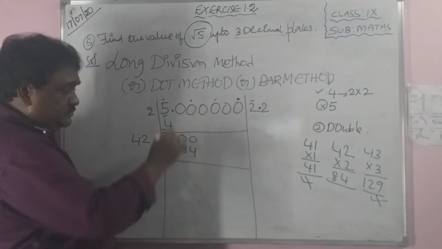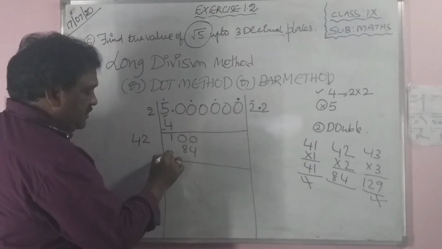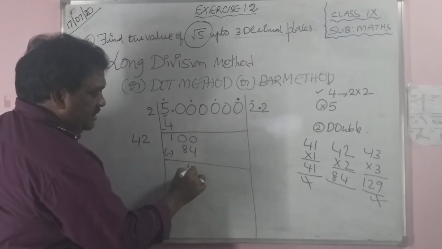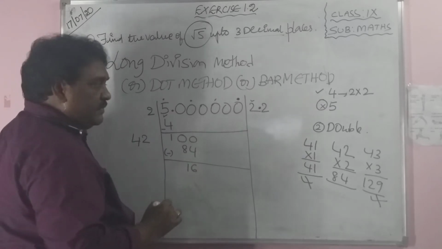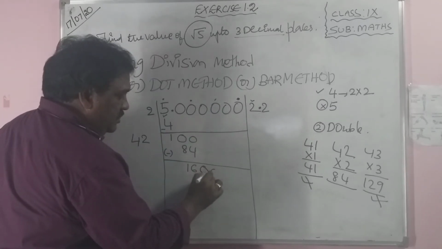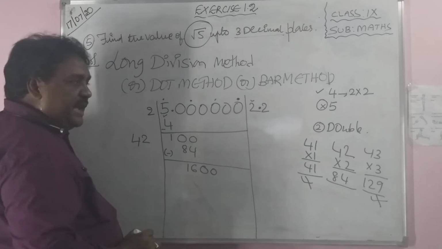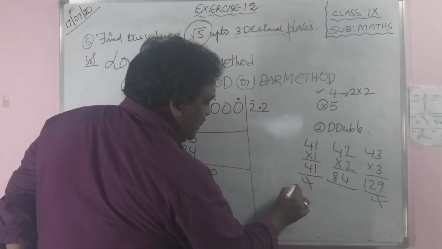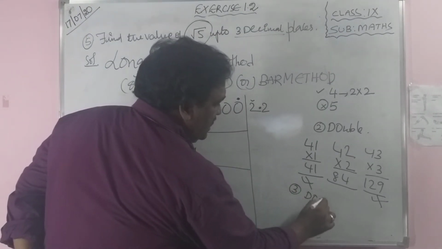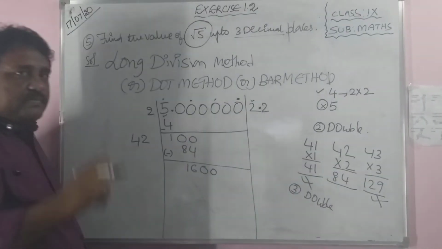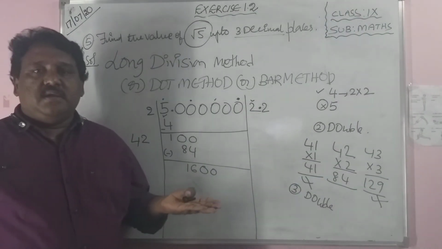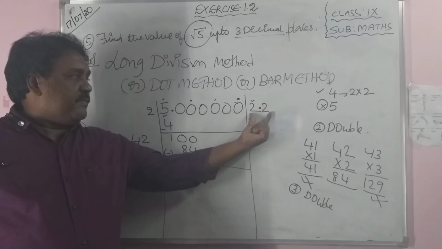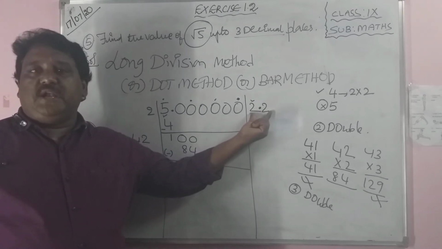Then, subtraction again. What is the remainder? 16. Two zeros down. Third step again: double. Every time, double. Okay? What is here? Don't see the point. Don't take the point.